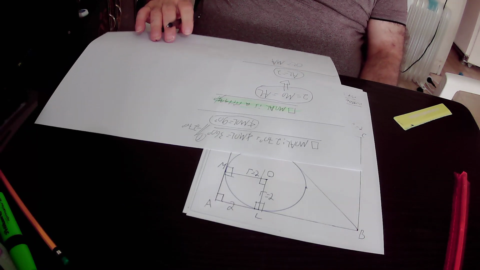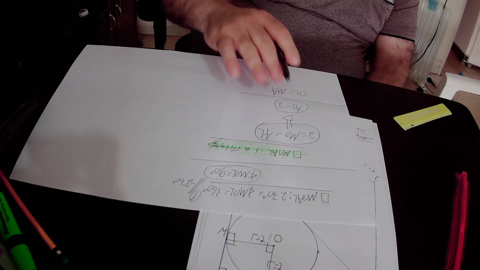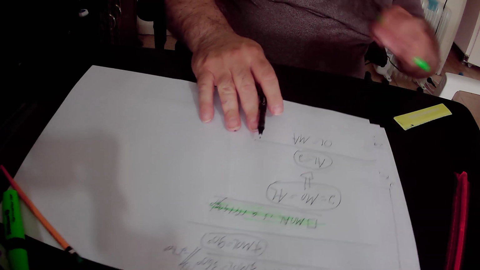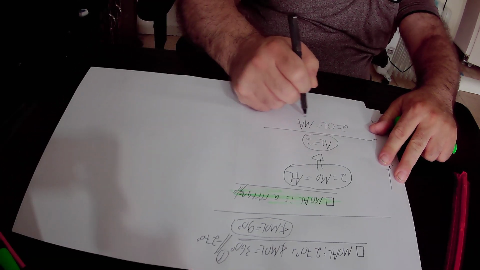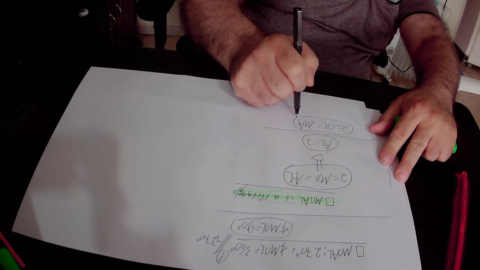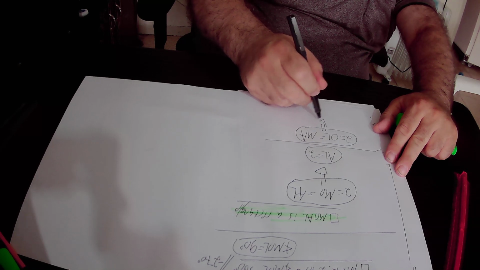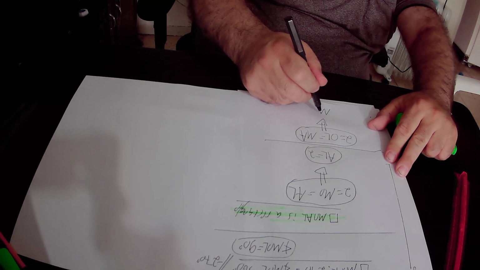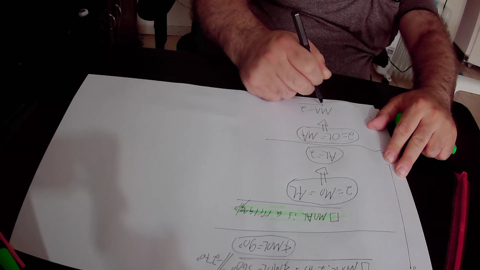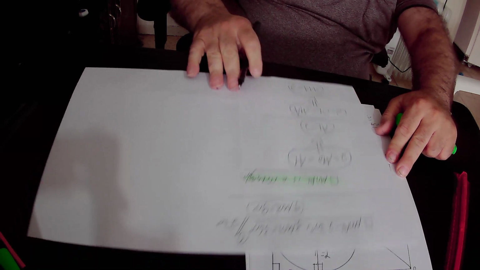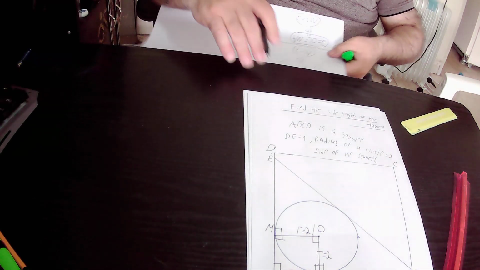But OL equals 2 units. This is the radius of the circle. So we can write here that OL equals 2. And from this equation, 2 equals OL equals MA, we will derive that MA is also equal to 2 units. MA equals 2 units.